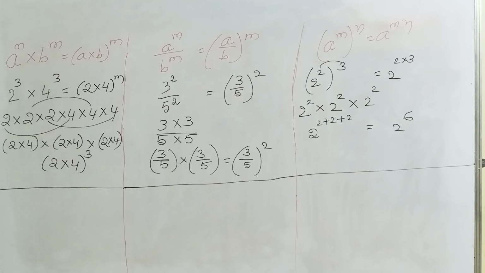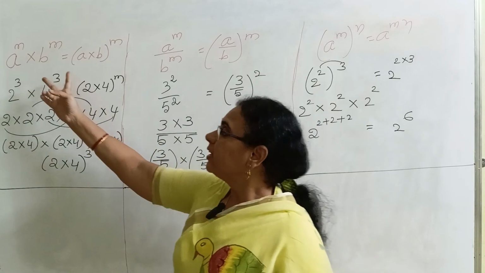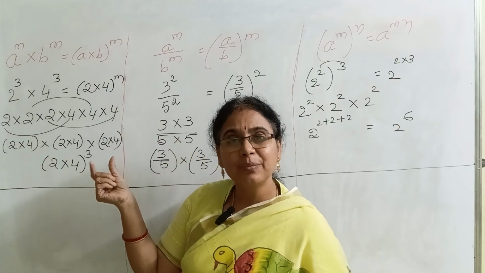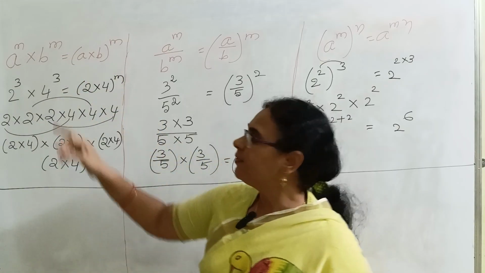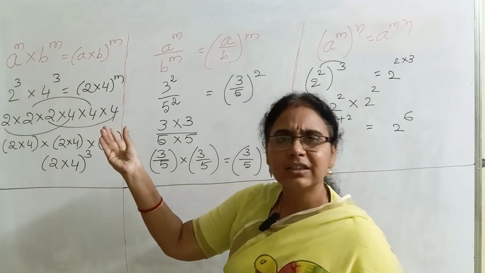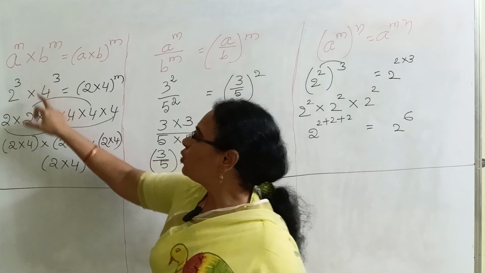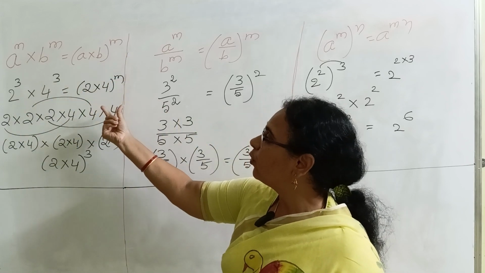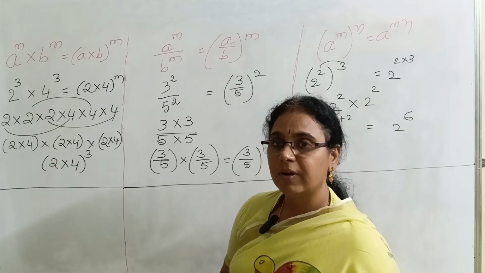A power m into b power m is equal to a into b whole power m. Here, bases are different, exponents are the same. Then collect the bases with the same operation. If a product is going on, collect the bases with product. See one example here: 2 cube into 4 cube. According to the formula, 2 into 4 whole power 3.